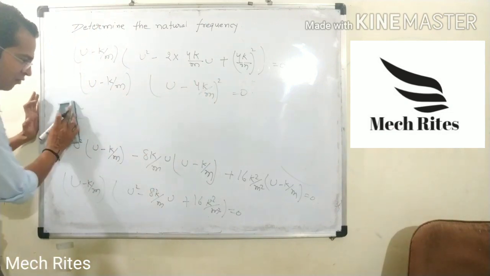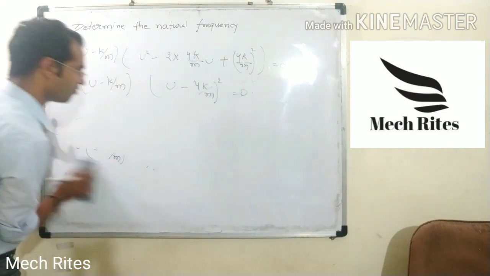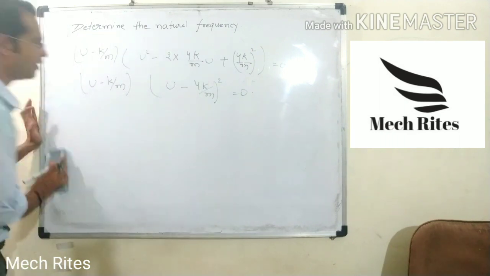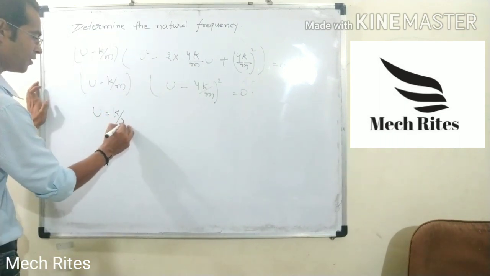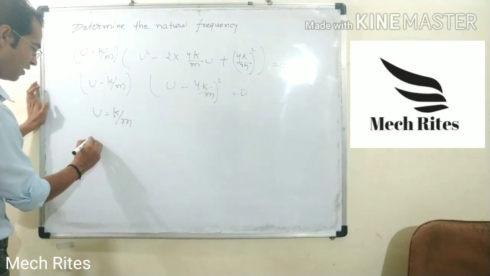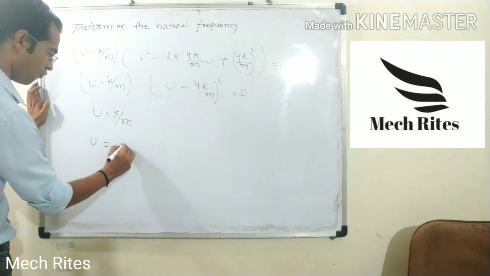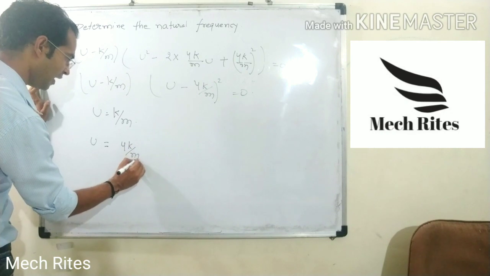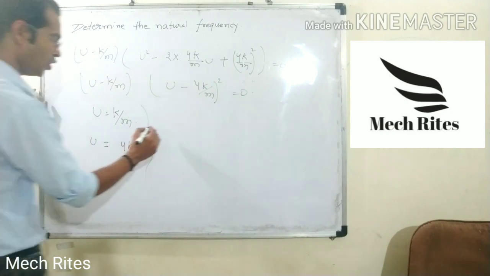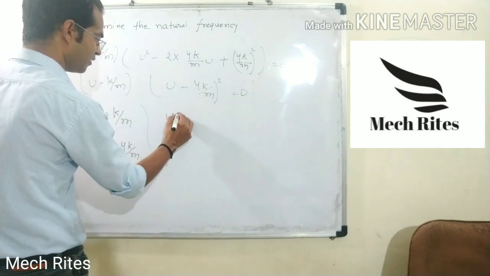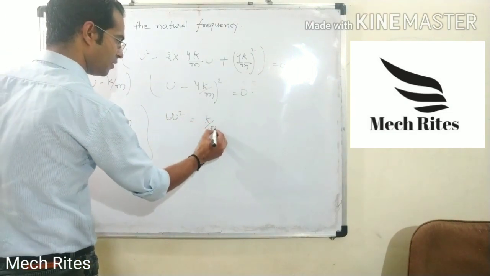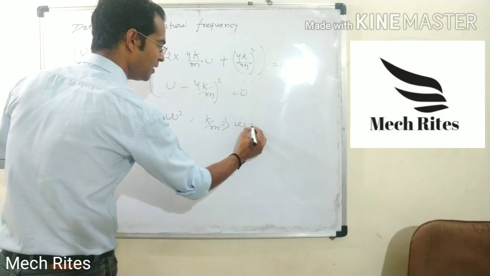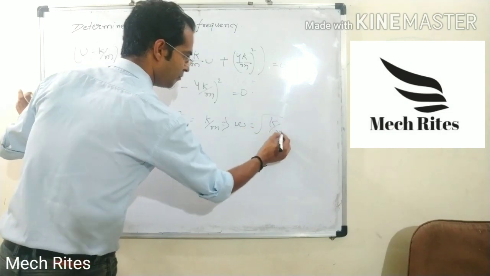So finally we get the values of u here. One from this part, u equal to k by m, and from this part, u equal to 4k by m. But u equal to omega square here, as we have assumed. So for k by m, it means omega will be under root k by m.